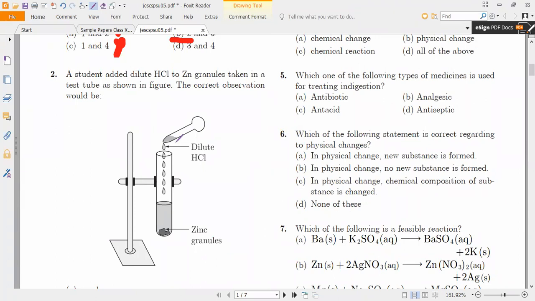A student added dilute HCl to zinc granules taken in a test tube as shown in the figure. The correct observation would be... Observe very carefully. Zinc granules also contain little impurities. Always we would take pure zinc, not zinc granules, but these impurities help in faster formation of the gas which is taking place here. So that is also the importance of zinc granules, and that is why we always consider zinc granules here.